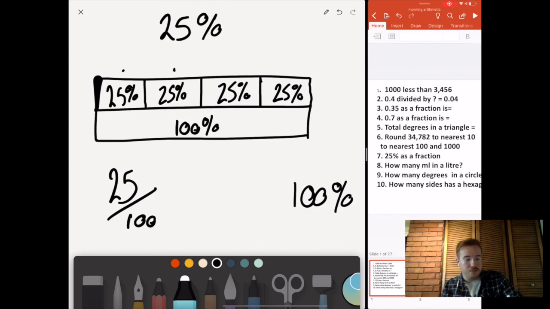Okay, so what you could have, 25 as a fraction, 25%, you could have 25 out of 100, because as you can see, you'd have 25, 50, 75, 100. So you've got 25 out of a possible 100. These 3 groups of 25 you still don't own yet.